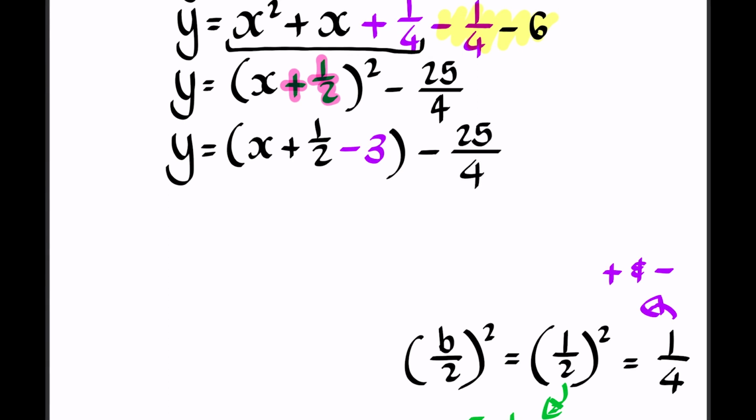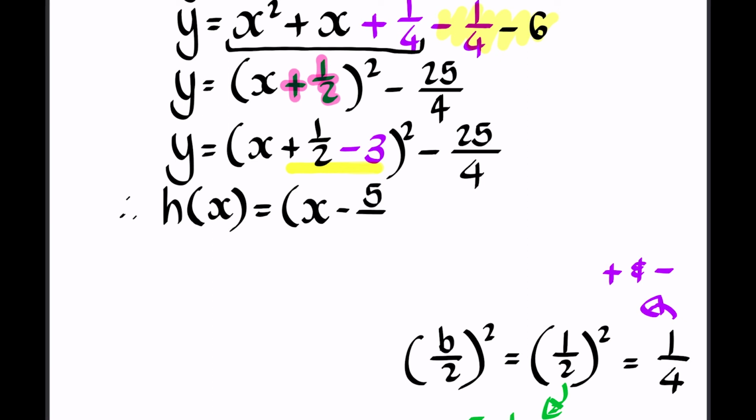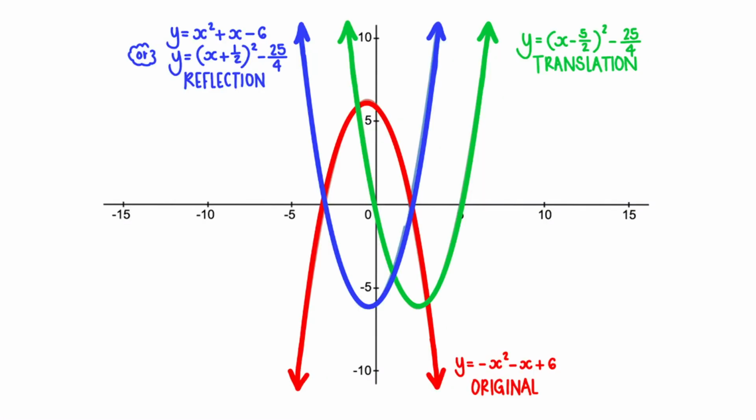And I can simply add this a half and this negative 3. But this is going to be my final step, and they asked us to write the equation in the form h of x. So therefore, h of x is equal to x, a half minus 3 is minus 5 over 2, all squared minus 25 over 4.